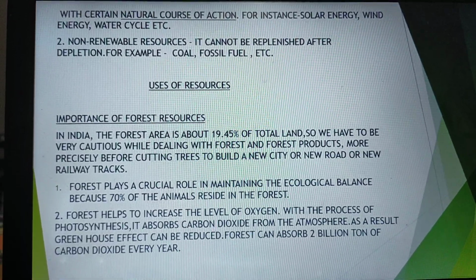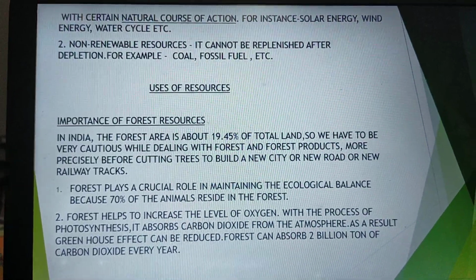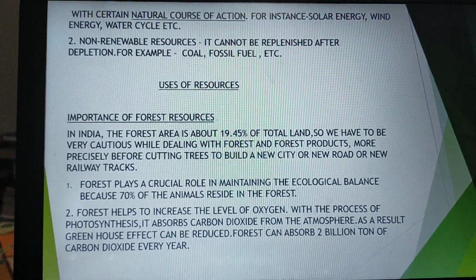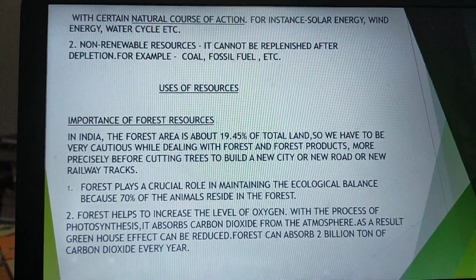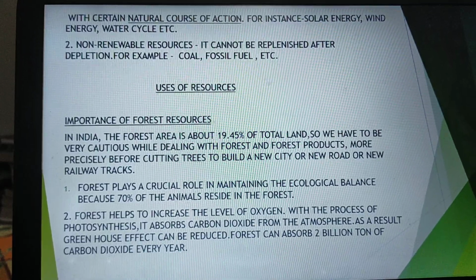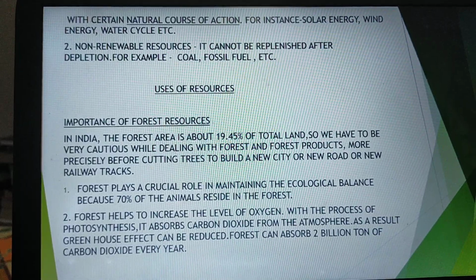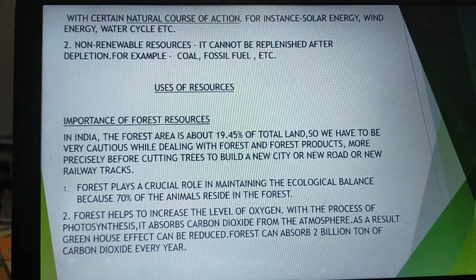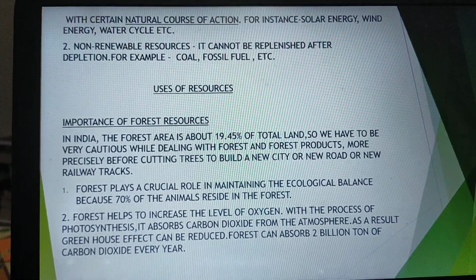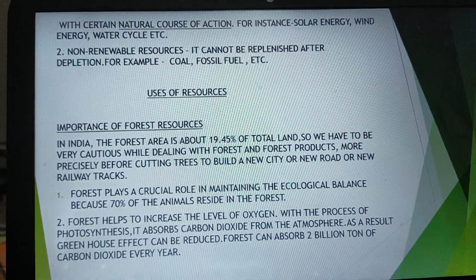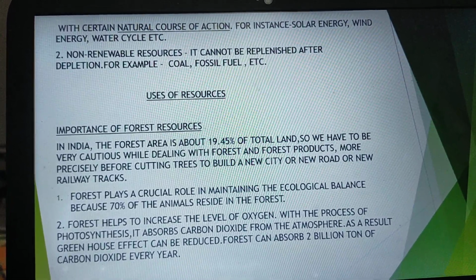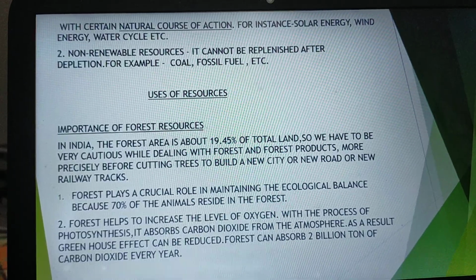First, we come to the importance of forest resources. In India, the forest area is about 19.45% of the total land area. So, we have to be very cautious while dealing with forest and forest products, more precisely, before cutting trees to build a new city or new road or new railway tracks, because our forest cover has decreased a lot.